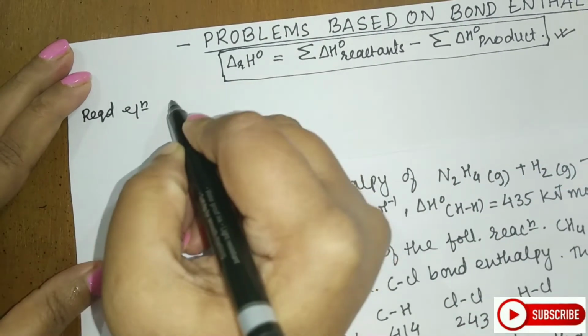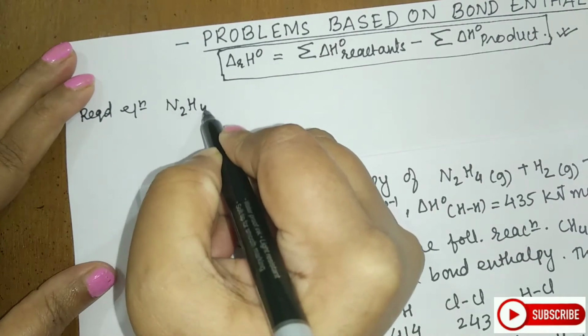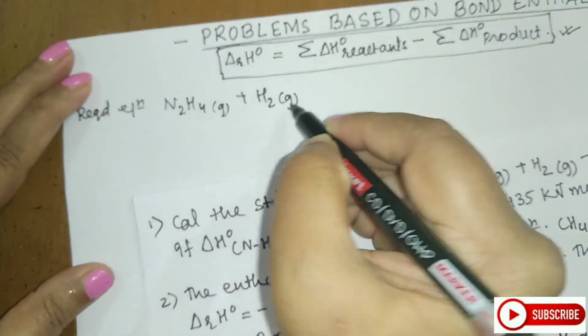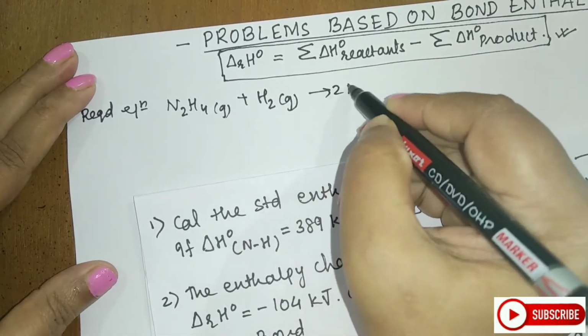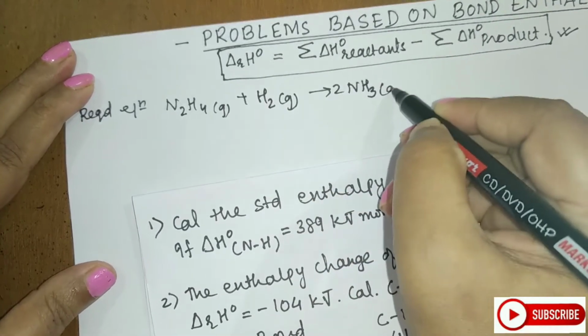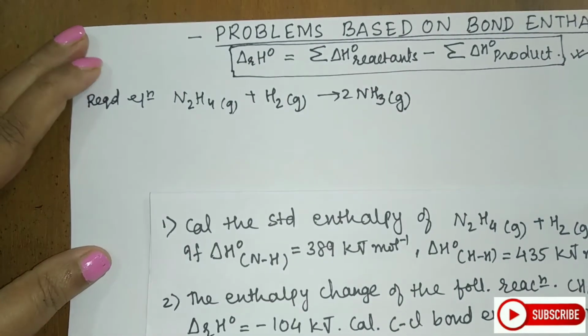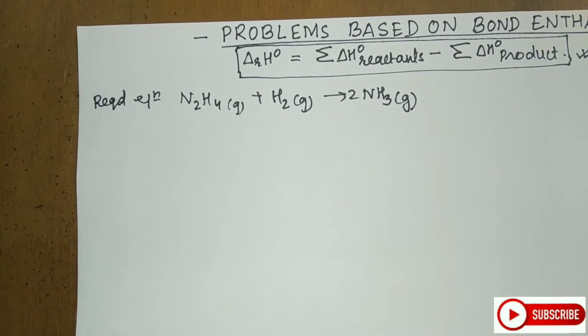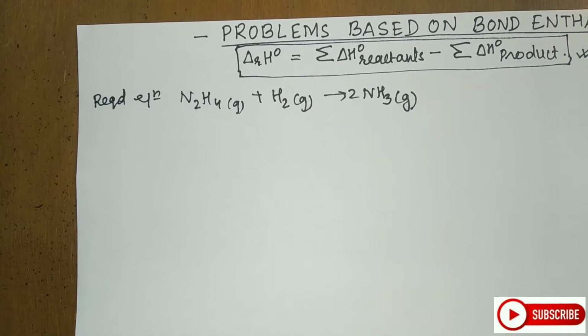Here the required equation I have written along with the physical states. I have copied the equation as it is. Next, you will check whether the equation is balanced. If you see the equation, it is balanced. Most of the time the given equation is balanced, but you have to recheck it.